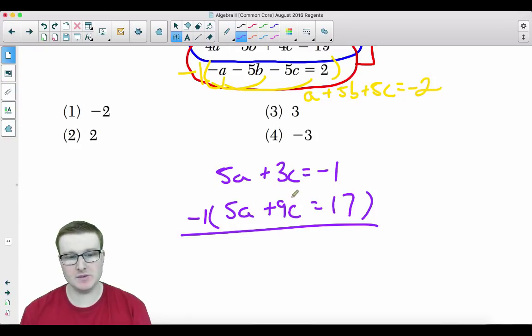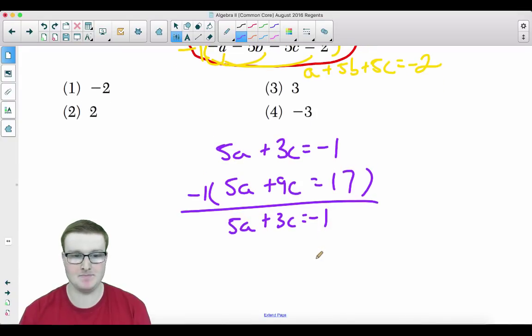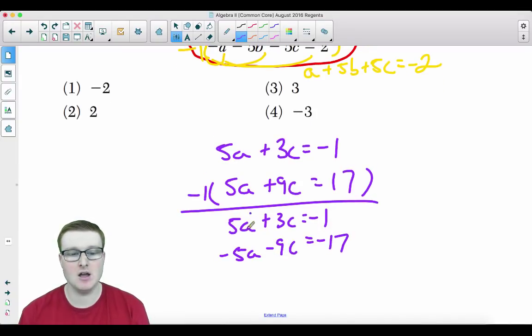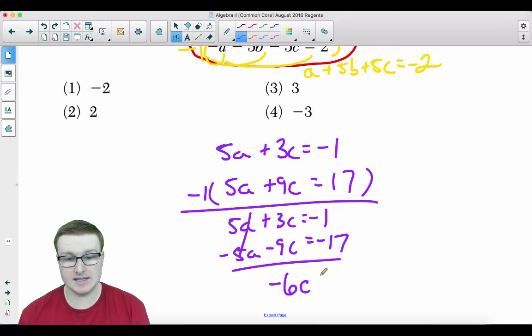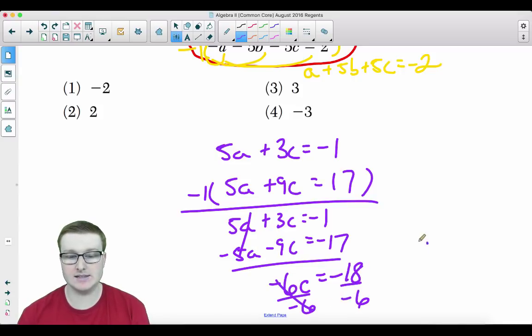Let's do it. If we multiply that by a negative 1, 5a plus 3c equals negative 1. That stays the same. And this will become negative 5a minus 9c equals negative 17. Those 5a's and negative 5a's wipe out. We get negative 6c equals negative 18. Divide by negative 6. And we get c is equal to positive 3.